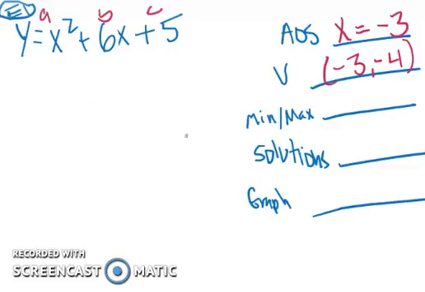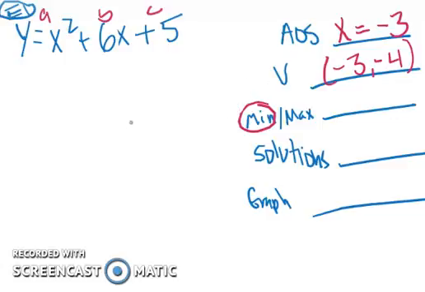Alright, min and max we'll get to in a second, but if we're looking at this, I'm assuming it's opening upward, so this is going to be an upward graph, which means it's going to have a minimum. But we'll get to that and we'll see it in the picture in a second. Okay, but it should be a minimum.